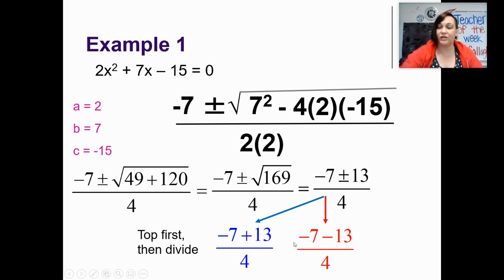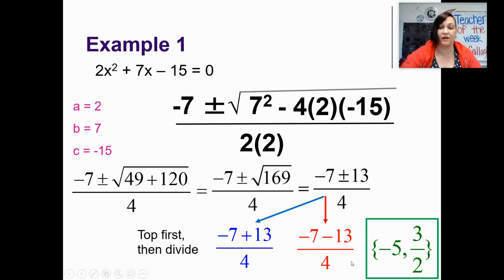For my second fraction, negative 7 minus 13 is negative 20, and negative 20 divided by 4 is negative 5. And so my two answers, and I put them in numerical order, are negative 5, that's the one I got from the red fraction, and then 3 over 2 is the one I got from the blue fraction. And again, I do want you to write it as a fraction, not as a decimal.